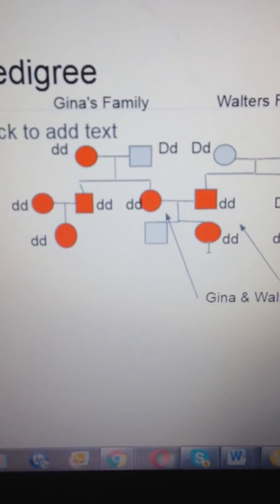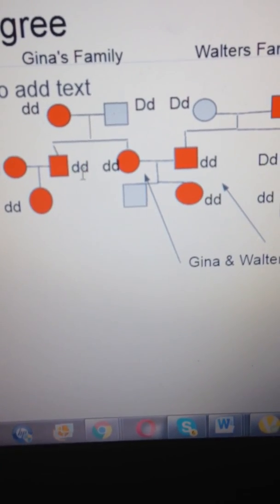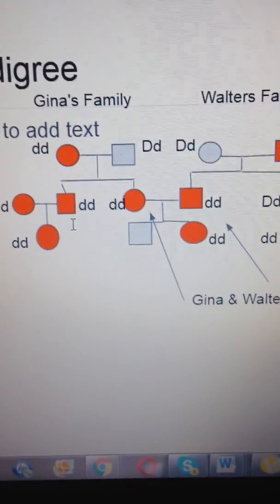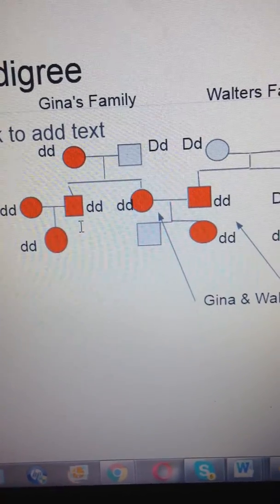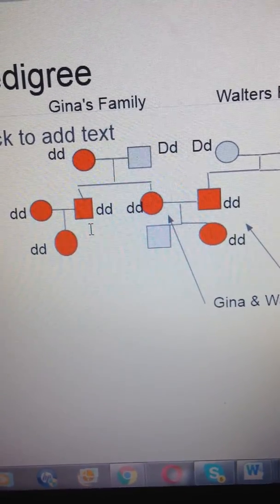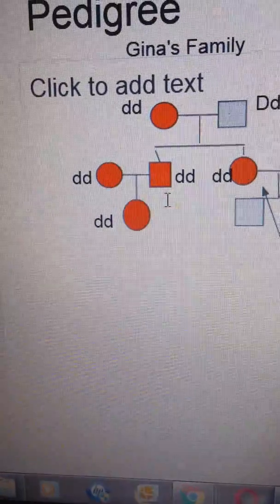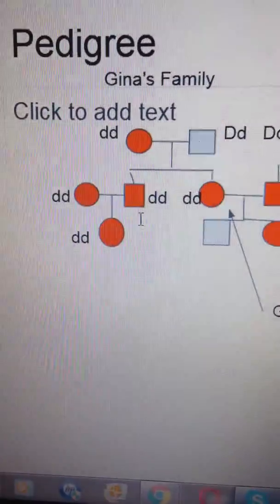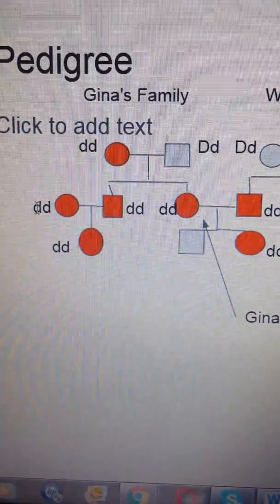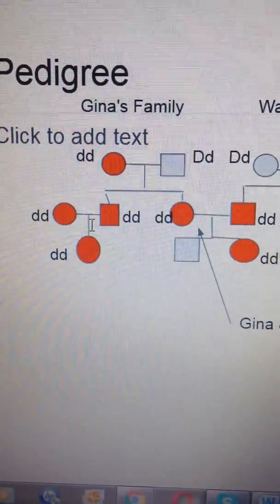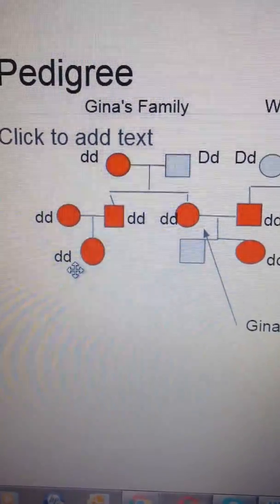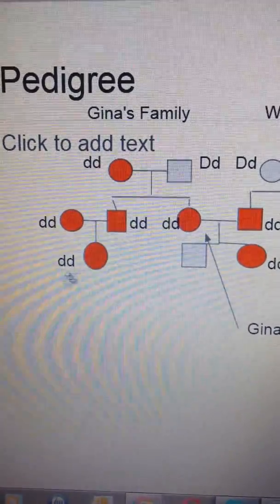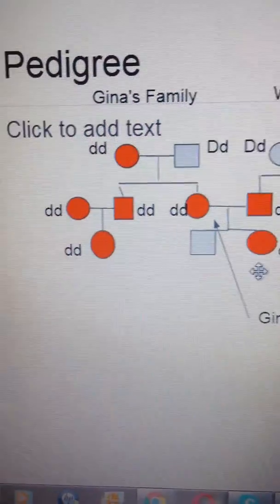So when they had a kid, their son, two small d's, he carried the disorder and expressed it, and so did Gina, so they both were two small d's. After Gina's brother married a girl who also had the disorder, which would also mean that she would have to have two lowercase d's, they had a baby girl who also had the disorder. Therefore, 100% of the time, they would be having the disorder, two lowercase d's.